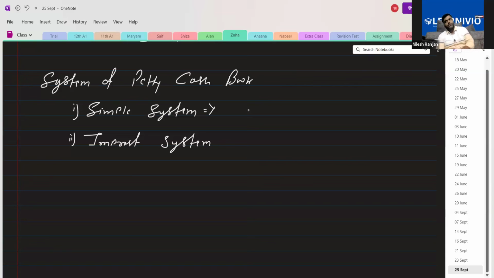In the imprest system, the amount is fixed and the date is also fixed. So if we are giving cash to the petty cashier on the first date of every month, then in the imprest system it will be the same every month, like 1st of April, 1st of May, 1st of June, July, August, September, October, November, December. Every month you will give cash to the petty cashier on the first day. Now in the simple system the date is not fixed.